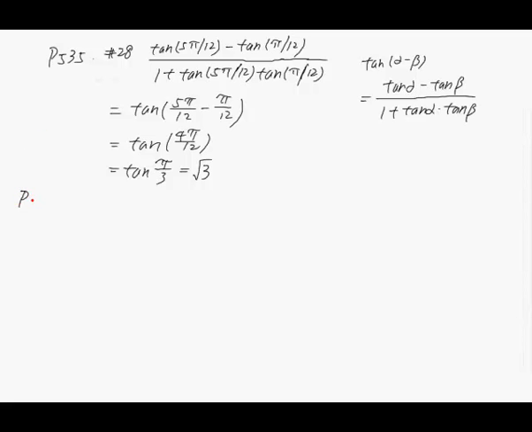Page 535, problem 39, tangent 75 degrees. So it's obvious that we need to split this 75 degrees as the sum of 45 degrees and 30 degrees, right? Then we can use the tangent of a sum identity to evaluate.